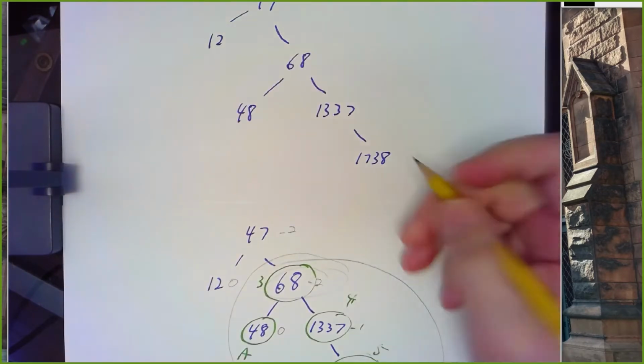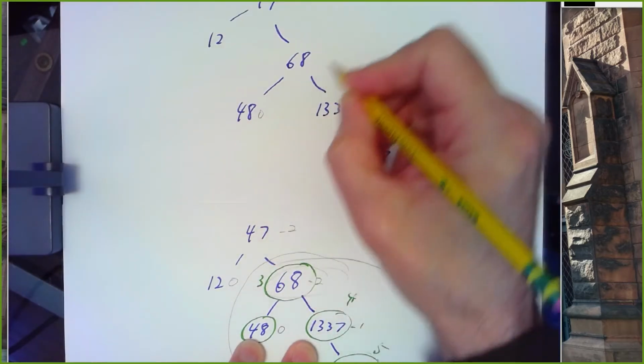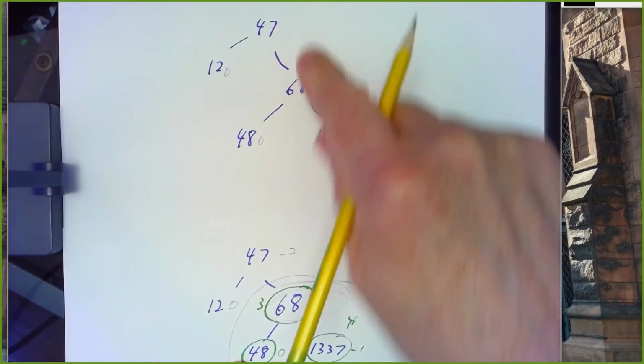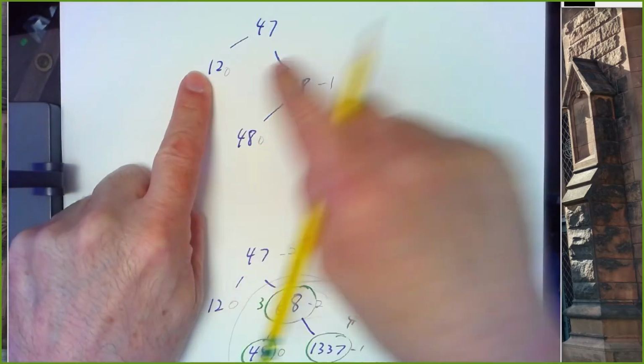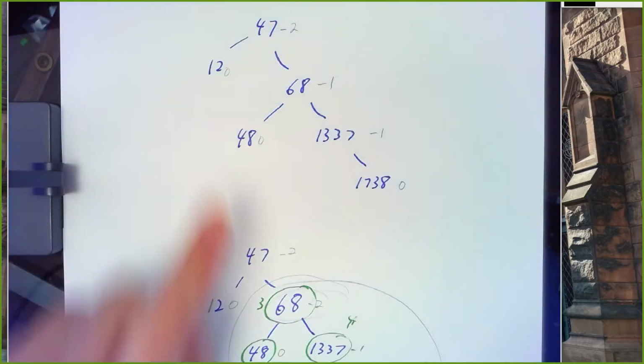So I messed up. This is a 0. This is a -1. This is a 0. This is a -1. This is a 0. But up here at the 47, left subtree has a height of 0. Right subtree has a height of 2. This is where the imbalance occurs.